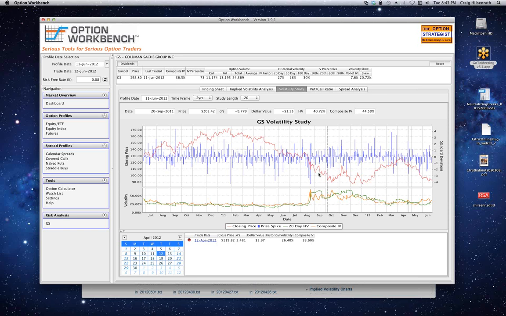And you can go back to any other date. I can go back here to August 10th, 2011. If I click on the calendar, that's this date here, and it marks up the chart with a line and tells you what all the data is.